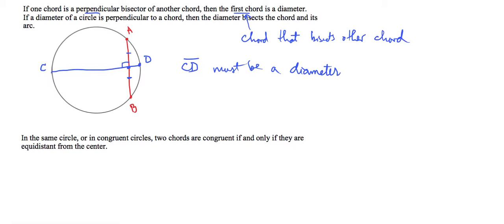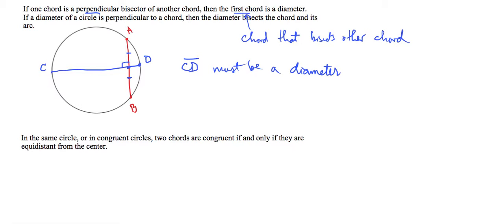Okay? If a diameter of a circle is perpendicular to a chord, then the diameter bisects the chord and its arc. So this is saying the same thing, the reverse direction of this. Okay. All right, one more theorem here.